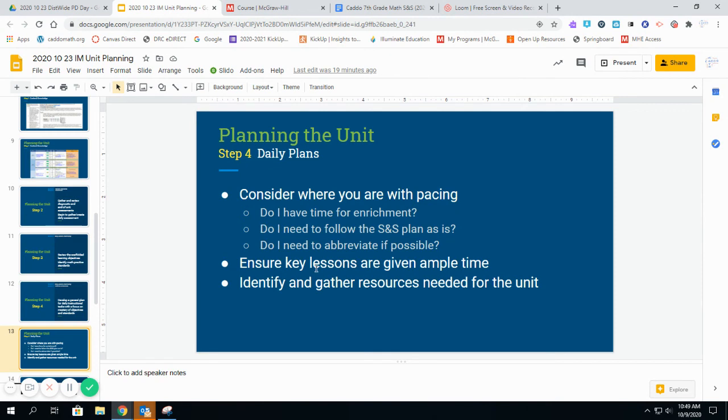The resources needed, that's going to require digging into the lessons just a little bit to see if you're going to need anything in particular for those lessons.